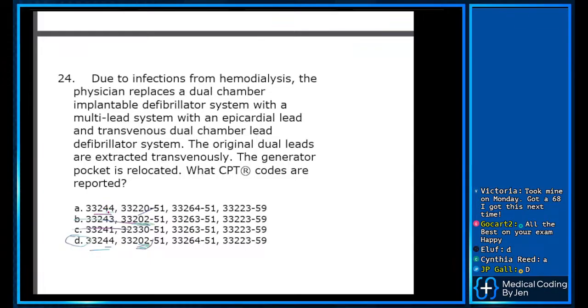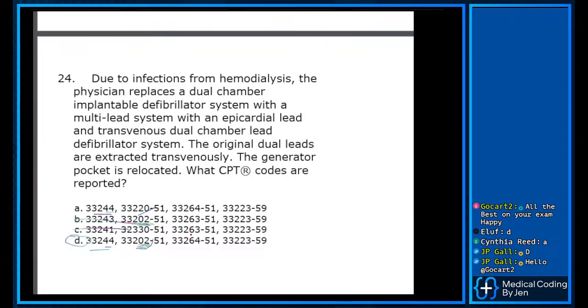If you look up every single code here, the 41, the 43, the 44, the 20s, the O2s, the 30s, the 63s, the 64s, the 23s, and you go look up your differences between your modifiers, 51s and 59s, you're going to spend 10 minutes with this question. You only have 120 seconds per question to pick out your correct answer.